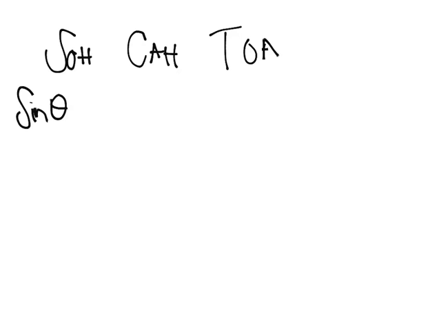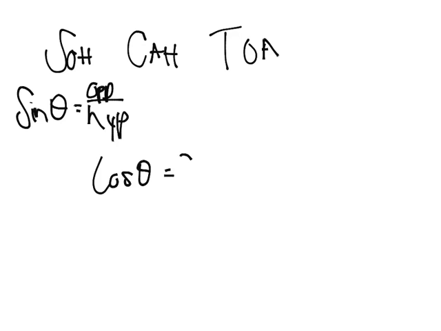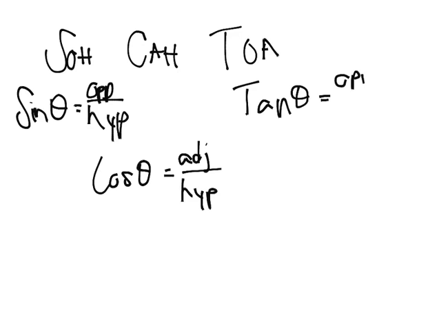So this would be sine of theta is equal to the opposite over hypotenuse. Then the cosine, C stands for cosine of theta, is equal to the adjacent over the hypotenuse. And then tangent of theta, or the T stands for tangent, is equal to the opposite over the adjacent. So write these down. I'm going to clear the screen.